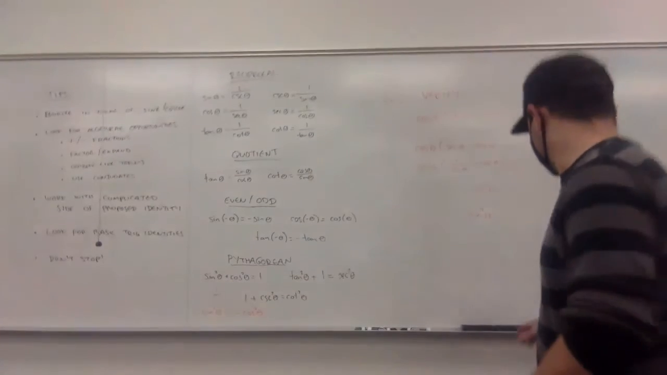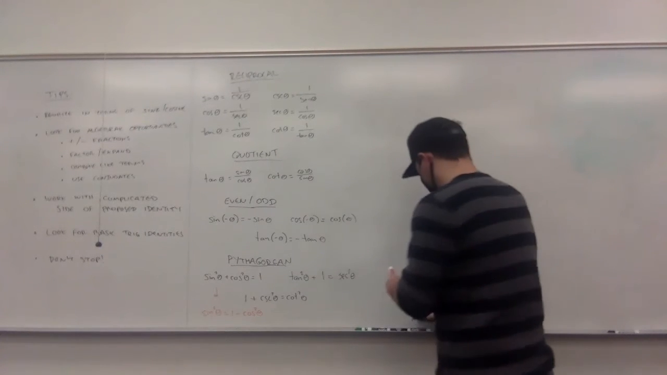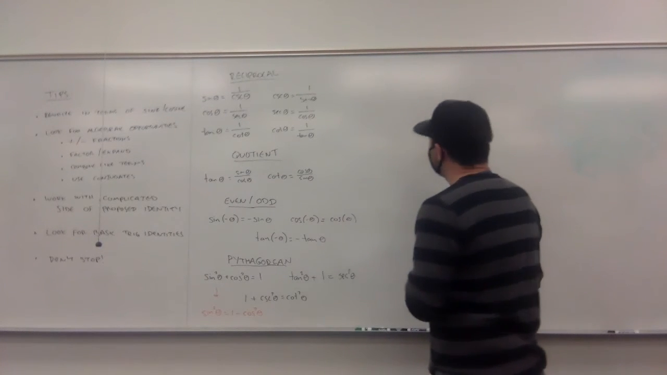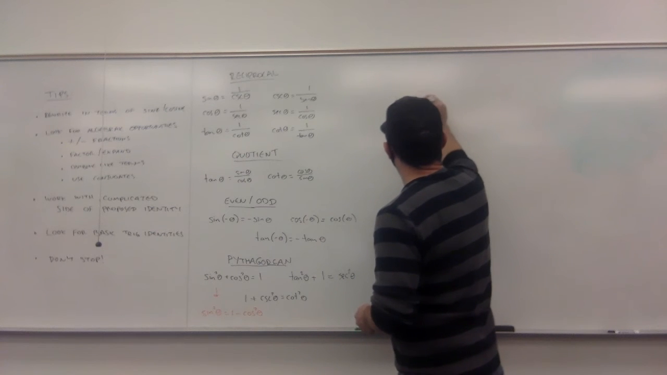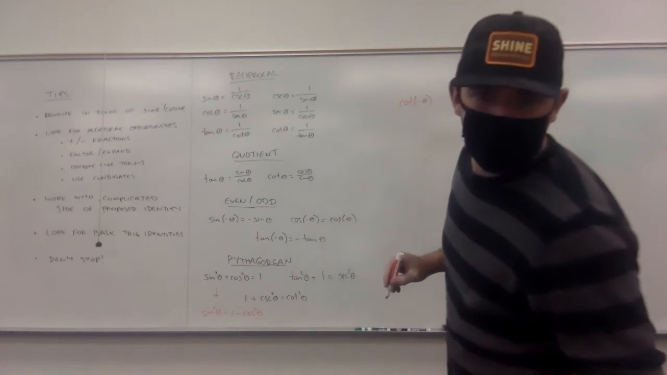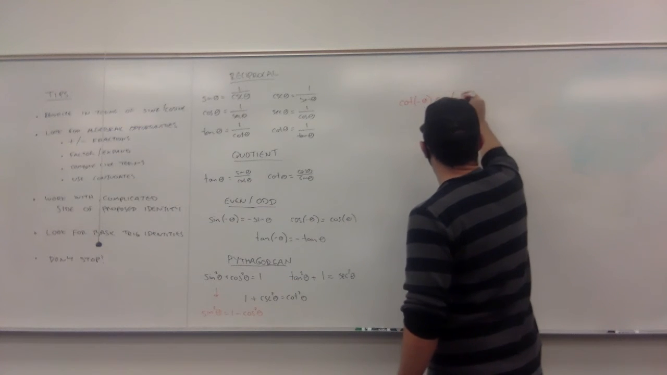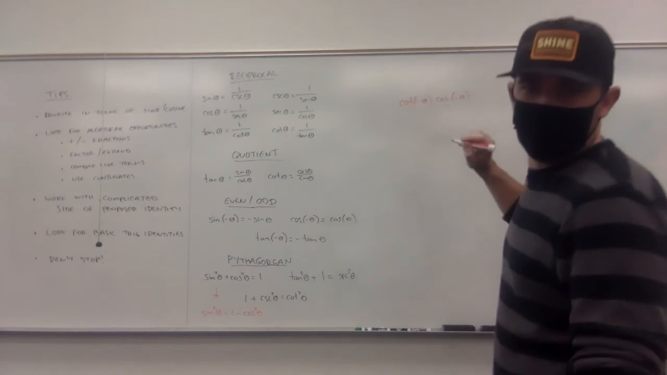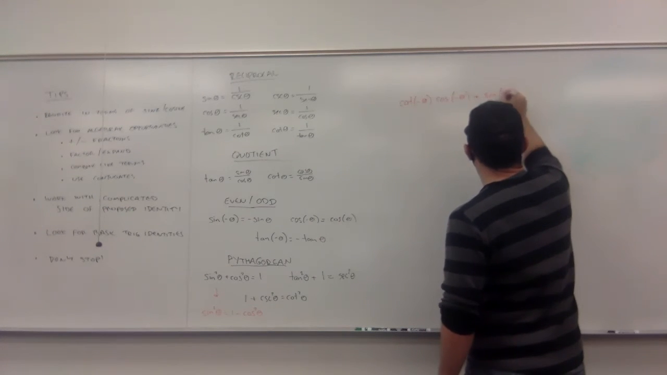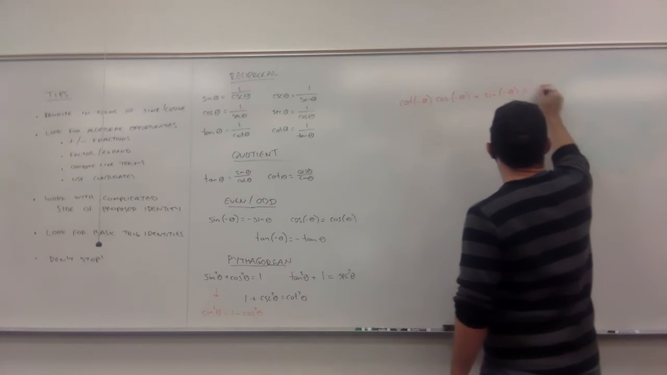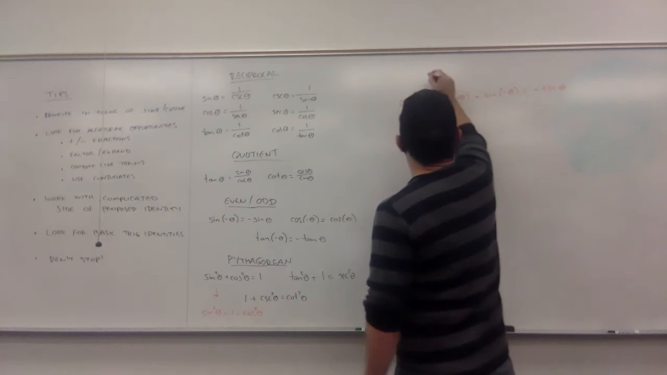Okay, cotangent involves some negative angles here. So cotangent of negative theta times cosine of negative theta, and then I believe it's plus sine of negative theta, equals negative cosecant of theta. All right, we want to verify this.